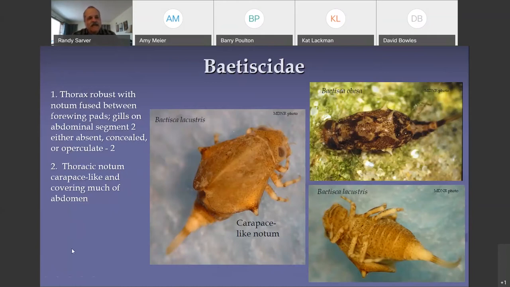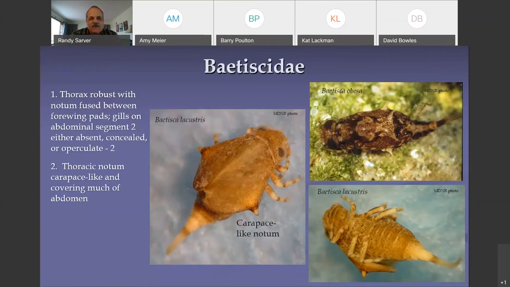Like the first couplet, number one, your choice is the split backs versus the fused backs. Number one says thorax robust with notum fused between forewing pads, and gills on abdominal segment two either absent, concealed, or operculate. That's the one we're choosing as opposed to one prime. Now, a notum is essentially just the exoskeleton part of the thorax. In this case, notum means kind of an extended shield-like cover of the carapace. So you can see these are unique individuals, the Baetiscidae. Their notum is very extended. It covers part of the abdomen.